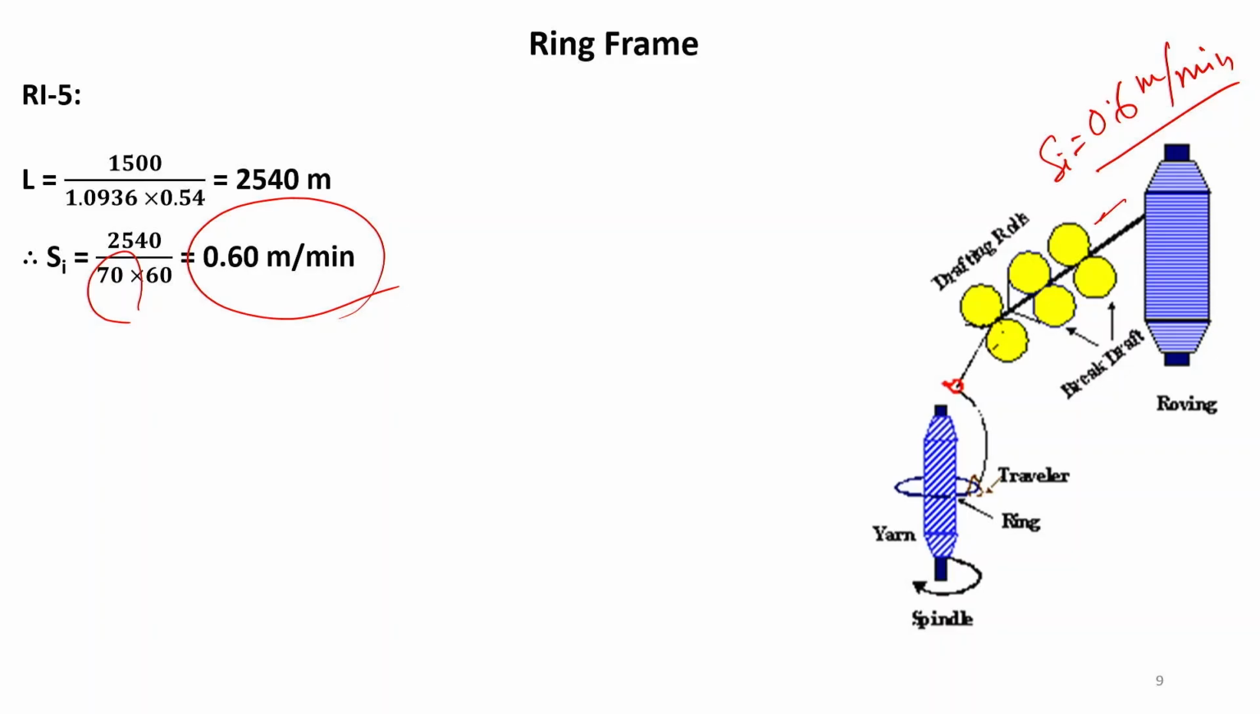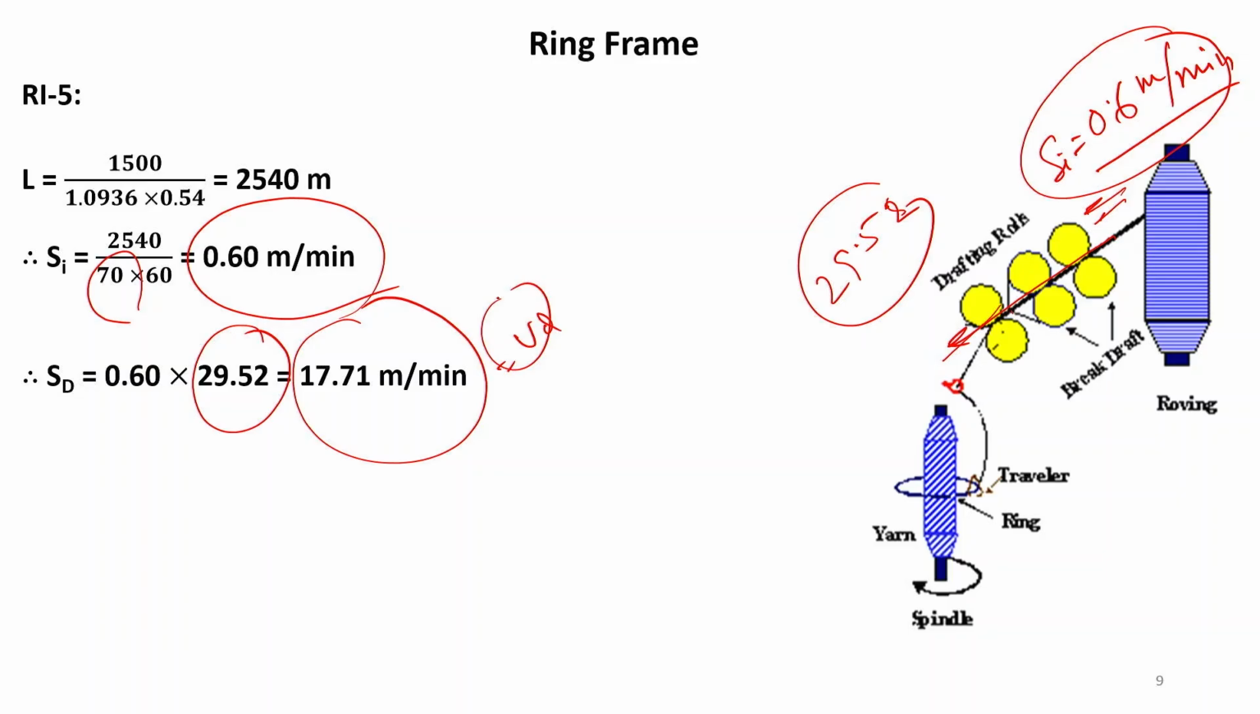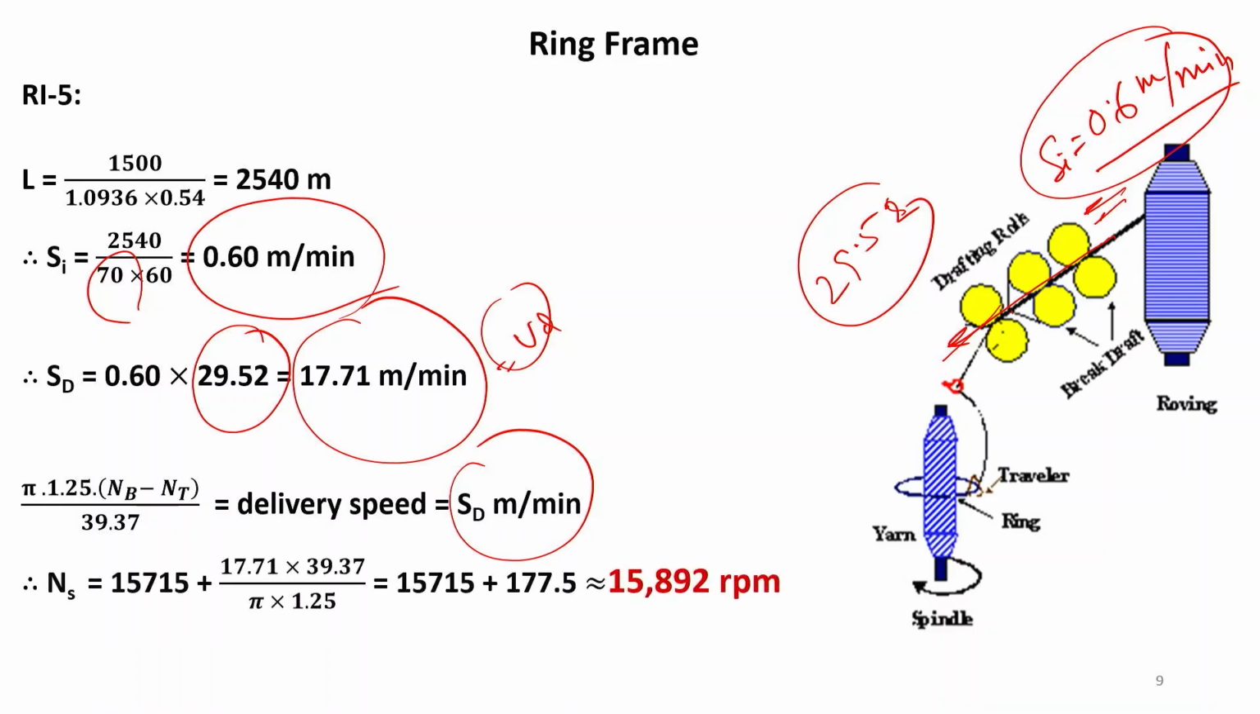and that is input, and the delivery speed, as we have assumed there is no fiber loss and no slippage, will be 29.52 times, that is the draft times the take up speed. So, delivery speed will be 17.71. So, 0.6 multiplied by 29.59, that is the delivery speed. So, SD is known from the earlier relationship and NT is also calculated. So, from there we can calculate the spindle speed as 15,892 rpm.